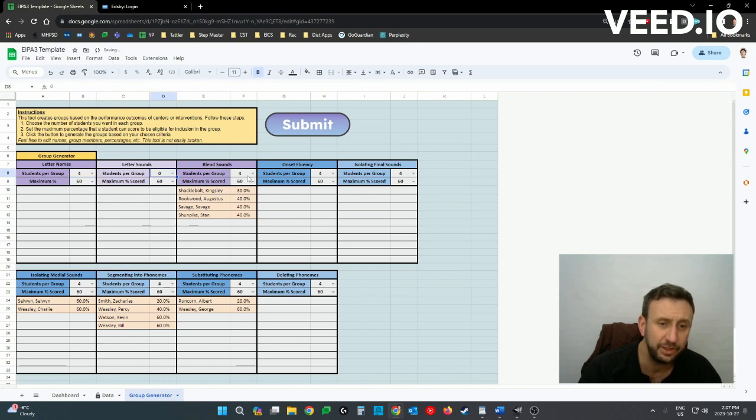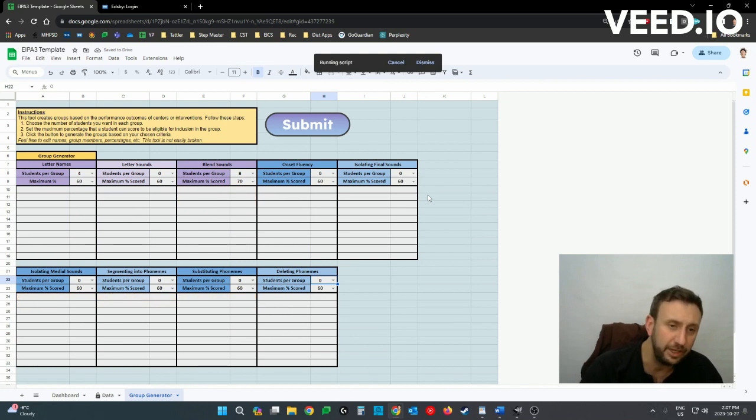So as an example, let's say that you're running an intervention or some kind of a small group on blend sounds, and you want to find out, okay, if I want to pull 8 students for blend sounds, I don't want to have any students that got over like 70% on that scale. What students should I pull for that intervention? I'm just going to change all the other groups to 0 here. I'll press submit, and it should find for me the 8 lowest students for that particular outcome. So I'm just waiting here, and that should populate right away.